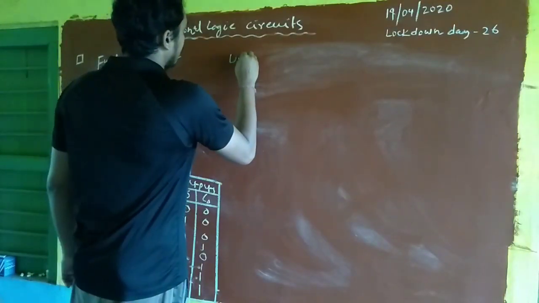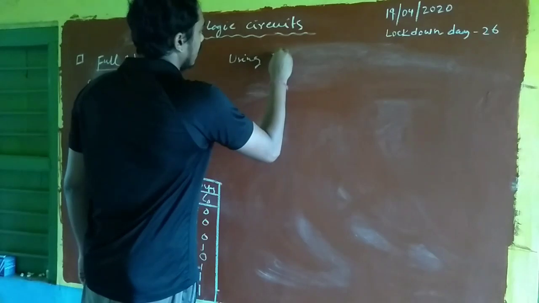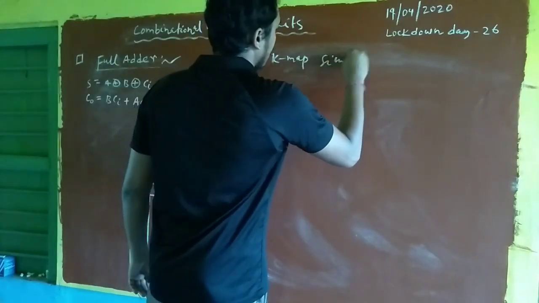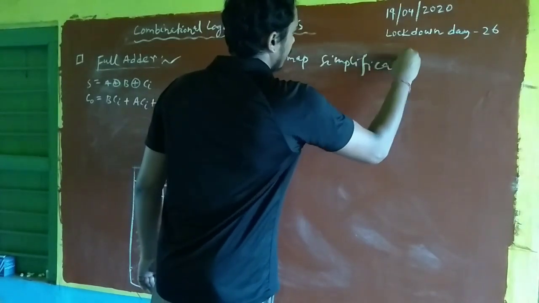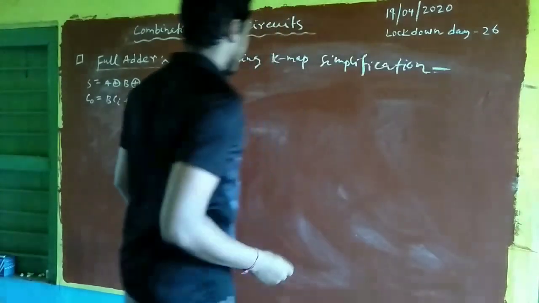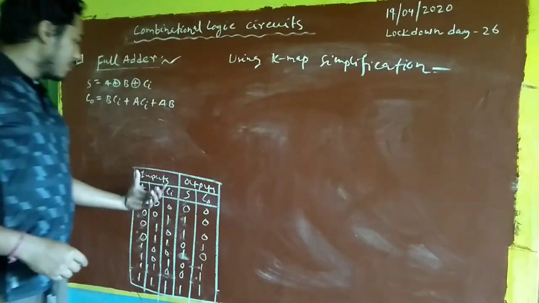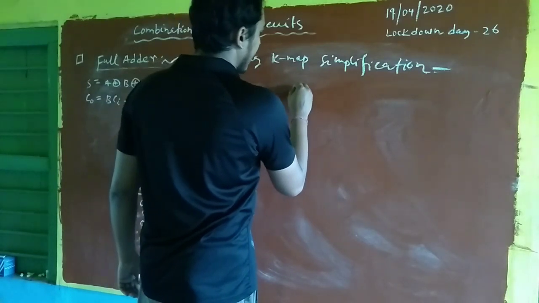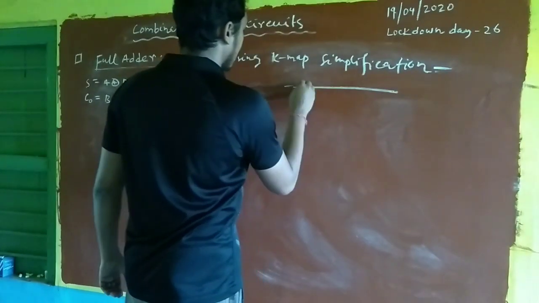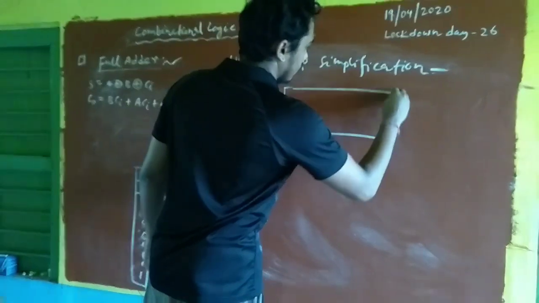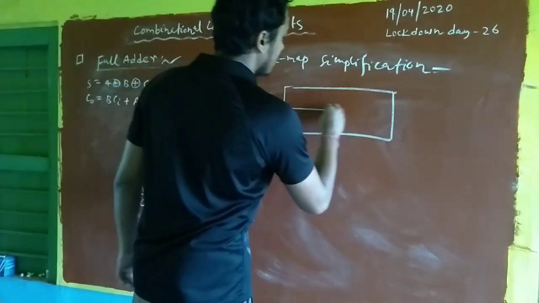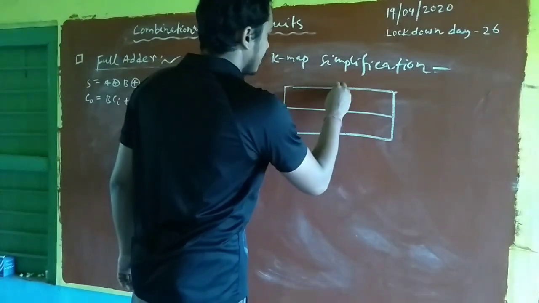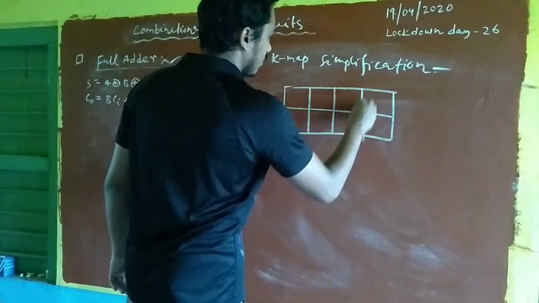So using K-map simplification. Now how many inputs are there? Here 3 inputs are there, so we will use a 3 variable K-map here. For this 3 variable K-map, how many cells will be there? Obviously 2 power 3, that means 8 cells will be there.